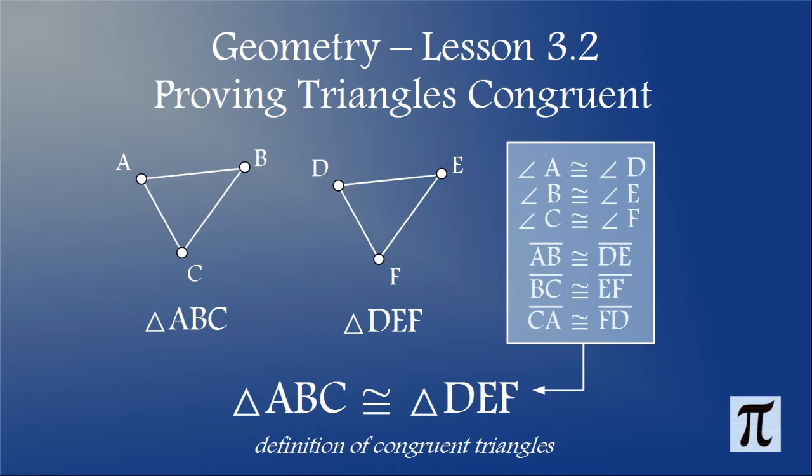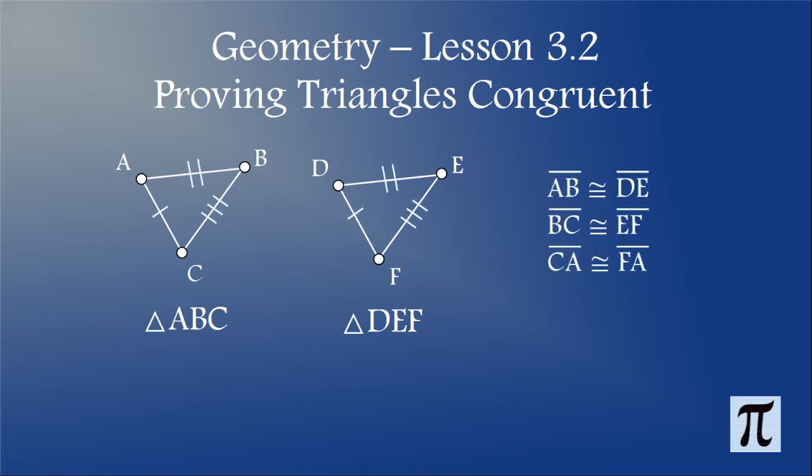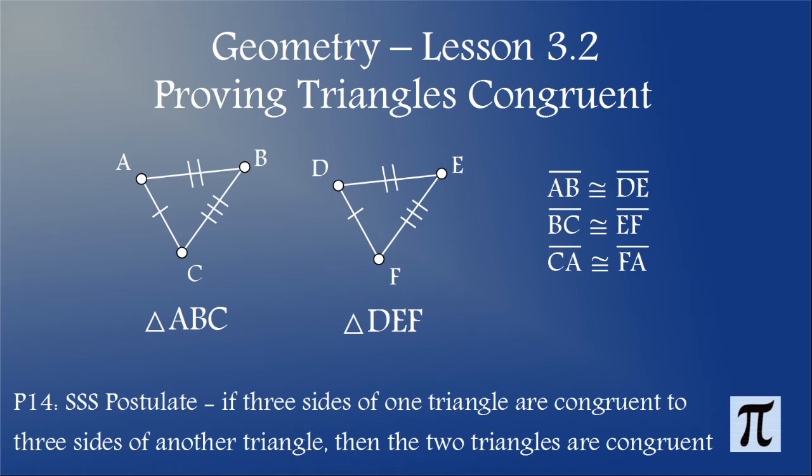But what if I told you there was an easier way? Looking at these two triangles again, let's look at just the sides. What if only the sides were congruent and we knew nothing about the angles? This is actually postulate 14, the side-side-side postulate. If three sides of one triangle are congruent to three sides of another triangle, then the two triangles are congruent. In other words, if all you know are the sides to be congruent and nothing about the angles, the triangles are still proven to be congruent.